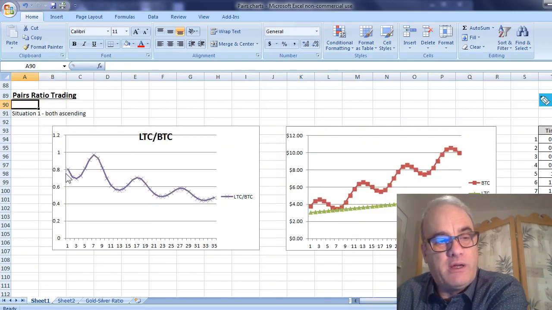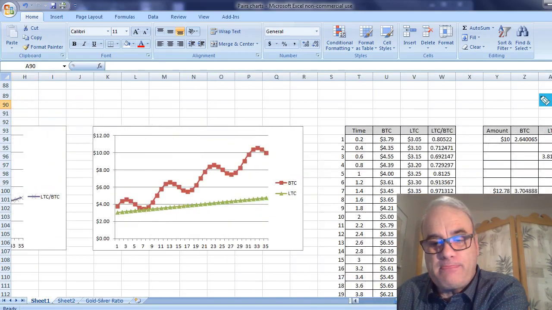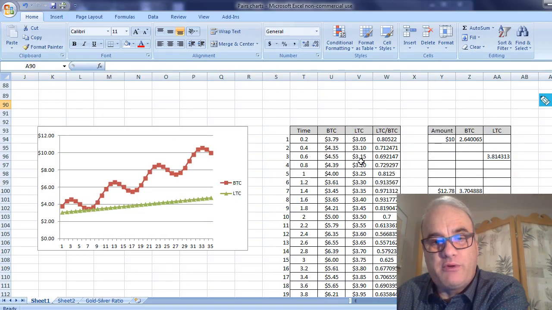Let me get over here. I get to a valley. So point number 3 is a valley. At point number 3, I've got 2.64 Bitcoins. I want to buy Litecoins. Well, how much money is that? 2.64 is $4.55 for Bitcoin. So I multiply the two. Then I can figure out how much money I have. Now I want to buy Litecoin, so I divide by 3.15. And I end up getting 3.84 Litecoins.